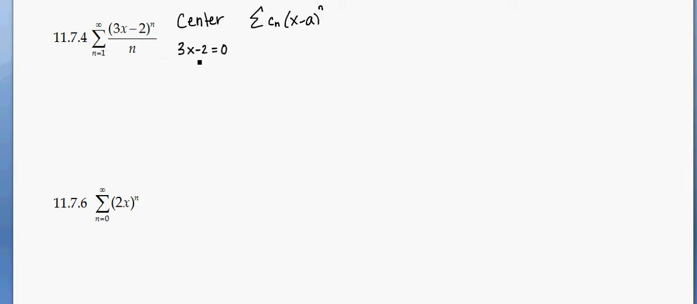So what value of x makes this 0? Well, add 2 to both sides. And of course, x is going to be 2/3. So our center is at 2/3. Okay, now let's go ahead and apply the ratio test to try to find the interval of convergence.